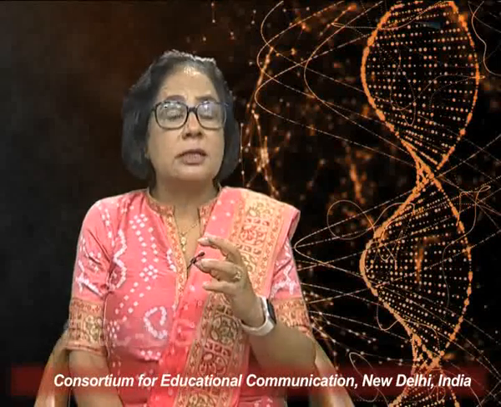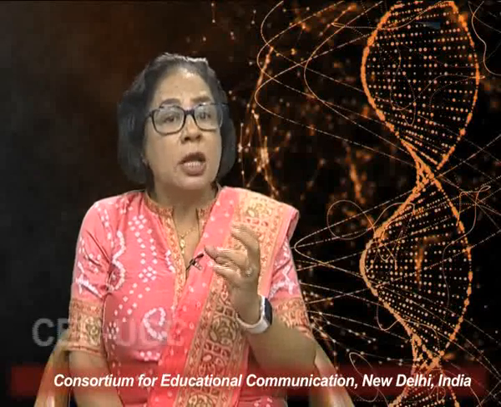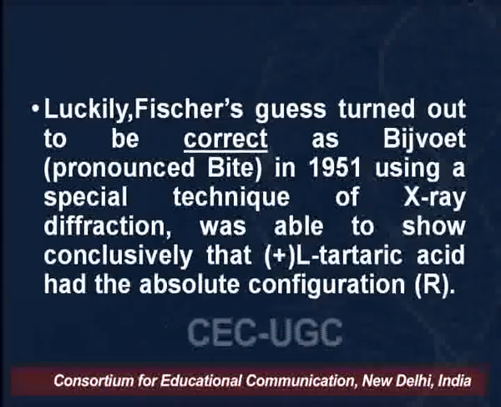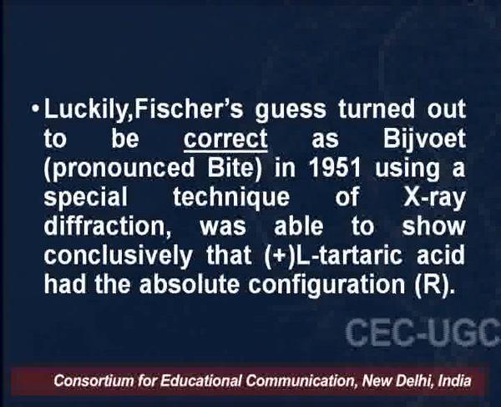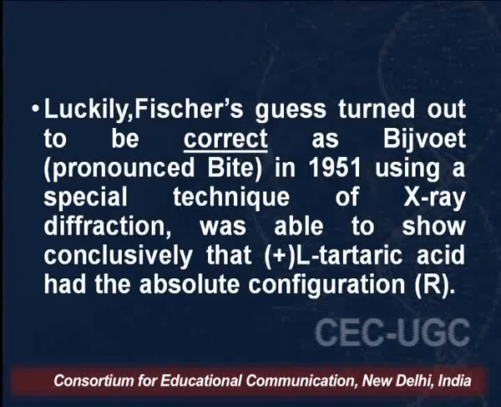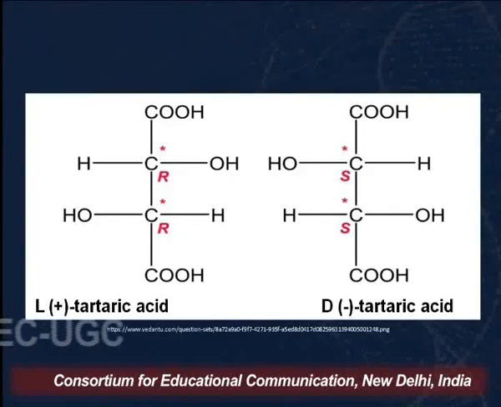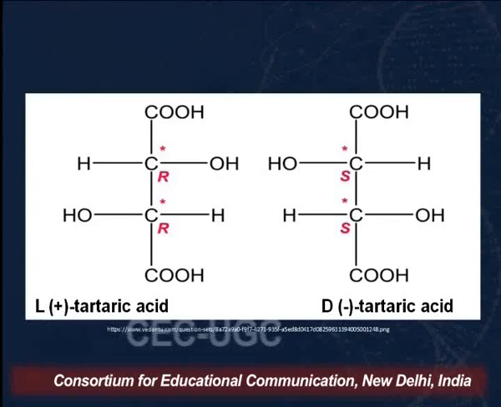Now see, as luck would have it, luckily Fischer's guess turned out to be correct. Bijvoet in 1951, using a special technique of X-ray diffraction, was able to show conclusively that dextrorotatory tartaric acid, which had L configuration according to Fischer, had the absolute configuration R. And imagine if this was not correct, the study of stereochemistry would have been upside down.